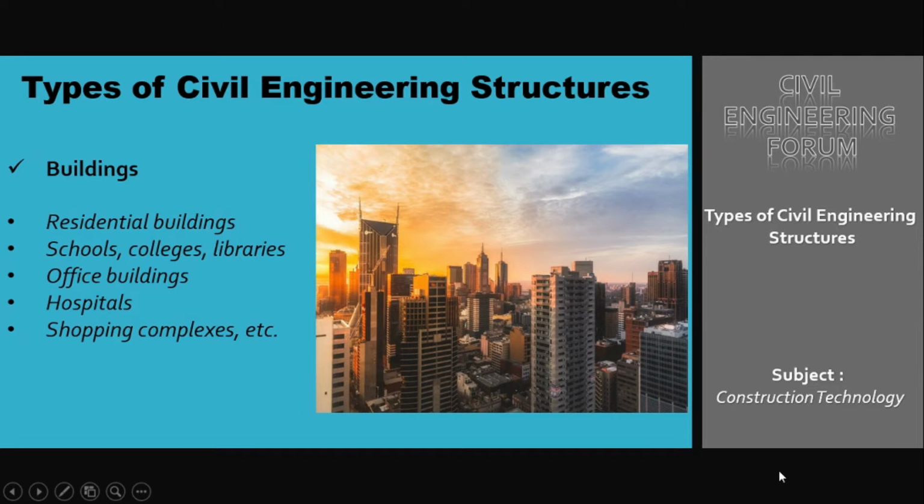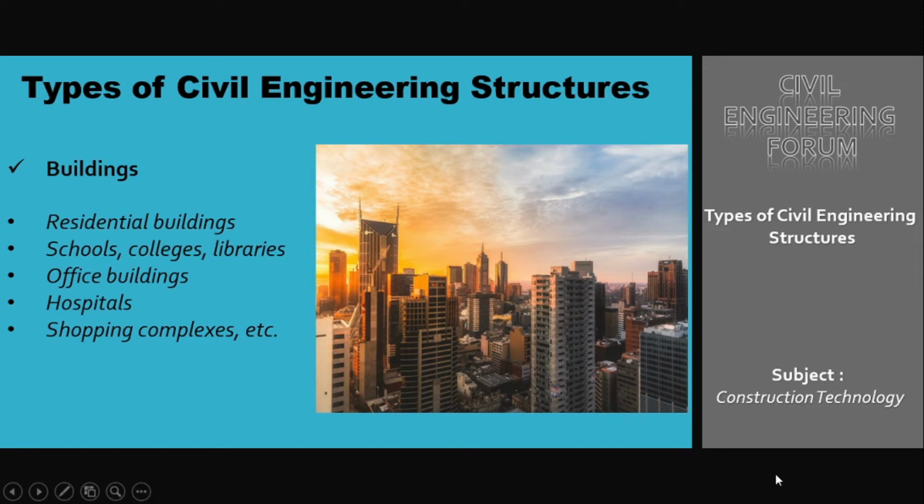So buildings are the types of structures which are made to fulfill a specific purpose, and these buildings are classified according to their functions, where the type 1 is residential building. So basically this is the type of building which is used for dwelling purpose. Secondly, the types of building may be schools, colleges, libraries, which are used for academic and reading purpose. Then comes office buildings. So these are used as a workspace for the activities such as reading, writing and computer work. Then on the fourth number we have hospitals.